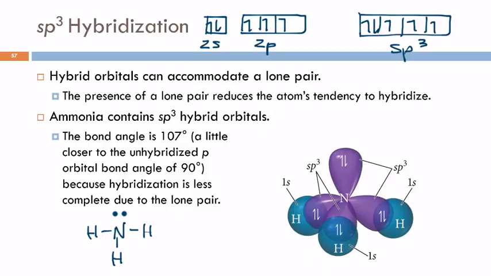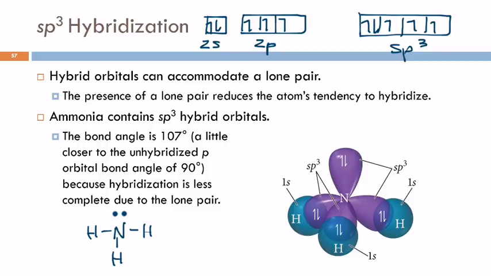But the way that valence bond theory explains it is a little different than the way VSEPR theory explains it. VSEPR theory says, well, the lone pair is more repulsive, or the lone pair takes up more space, and that squishes the others together. Valence bond theory says that the hybridization of these orbitals is less complete because of the lone pair. So they're not completely hybridized. This one has a little more p character than the others do, and so that's why the angle is different.